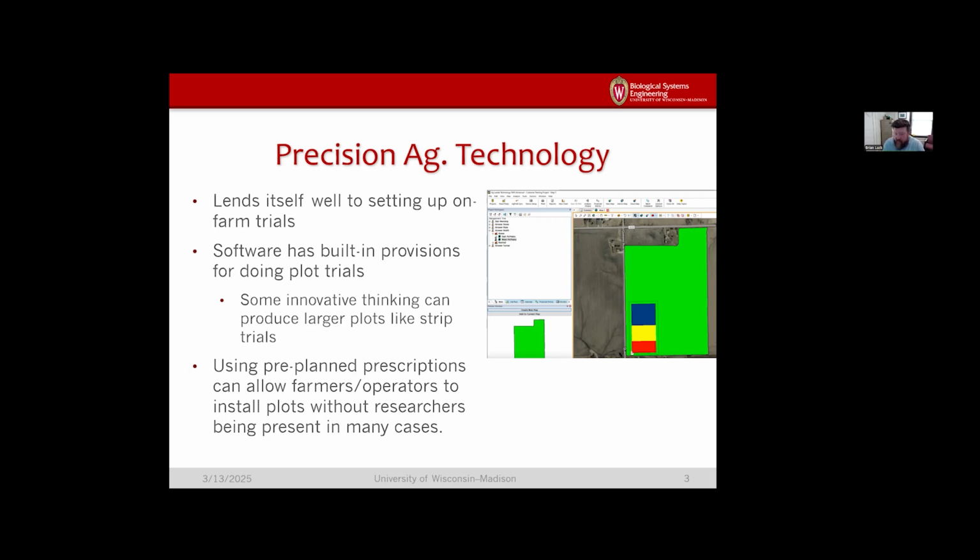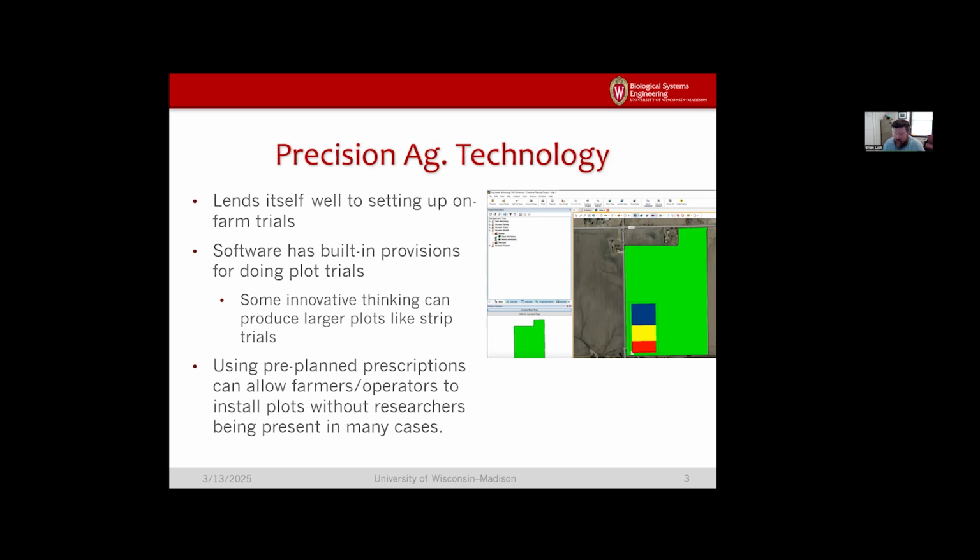So one of the really interesting things from a research perspective is, we can set up prescription maps, and as long as you have the format output needed, or use something like Ag Leader SMS or some other ag software, you can send your prescriptions, your plot layouts to a machine. And as long as that gets set up correctly, when planting happens or fertilizer application or whatever else, we'll talk about the different options here in a bit, in theory, you don't have to be there.